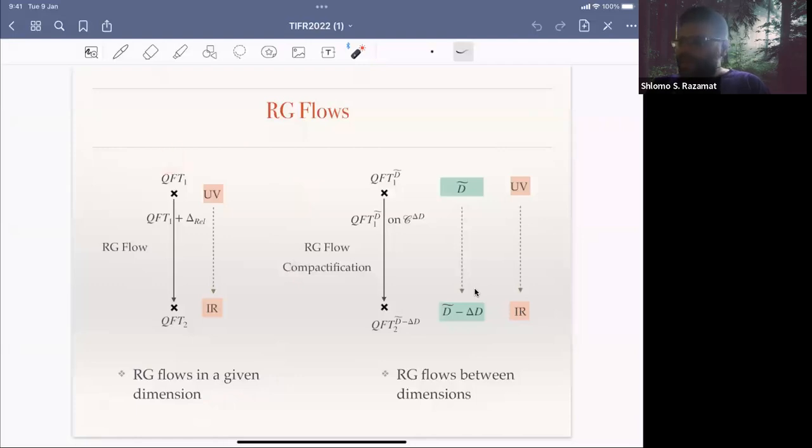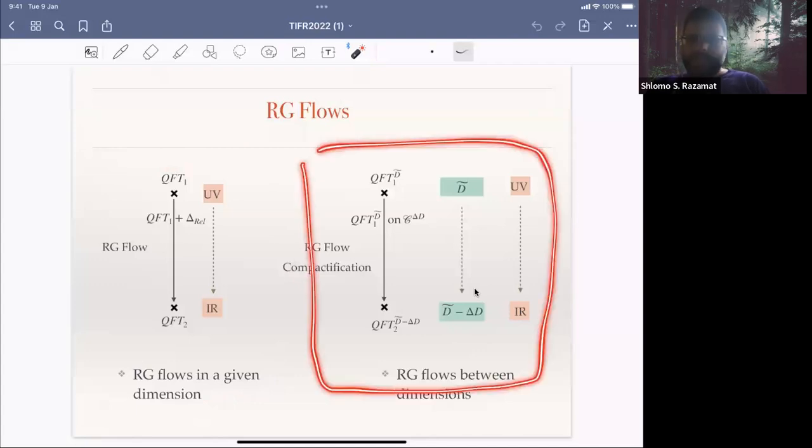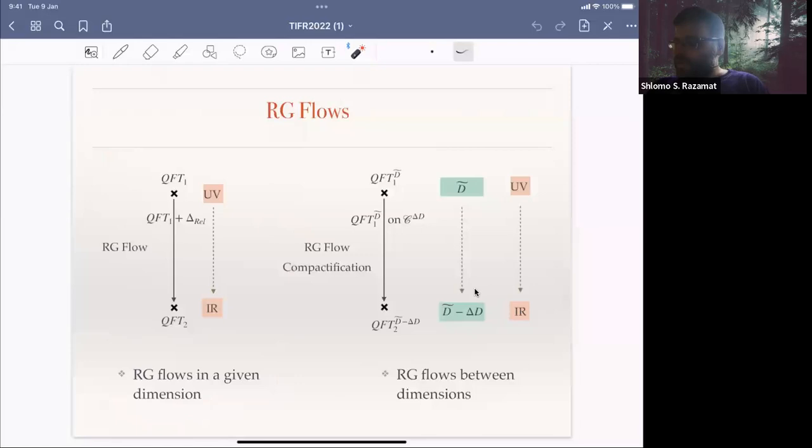Yet another way to study RG flows is as follows. One can start from a QFT in a certain number of dimensions, which I will denote here by d tilde. But then instead of turning on a relevant deformation, we place that quantum field theory on some compact space, denoted by C. And then in the infrared, when we go to scales much lower than the scale set by this compact space, we get effectively a lower dimensional theory, and then we can ask what that quantum field theory is. Is there an effective description of that quantum field theory, and what are its properties?